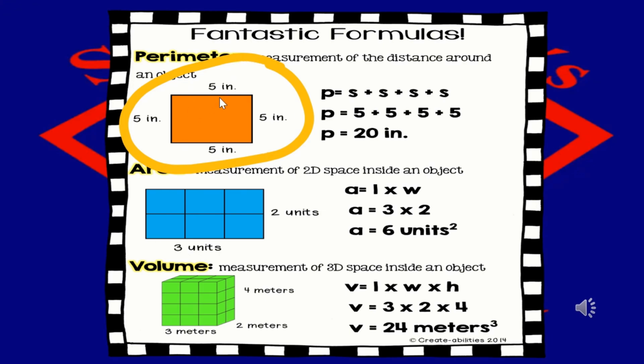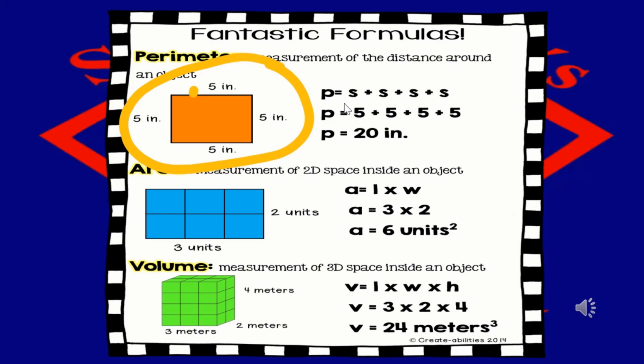As you can see, this is a square. How do I know that? Because all sides are equal. All right, so 5, 5, 5, and 5. If we add the measurement of the distance around the object, 5 plus 5 is 10, 10 plus 5 is 15, 15 plus 5 is 20. So the perimeter of this square is 20 inches, right?